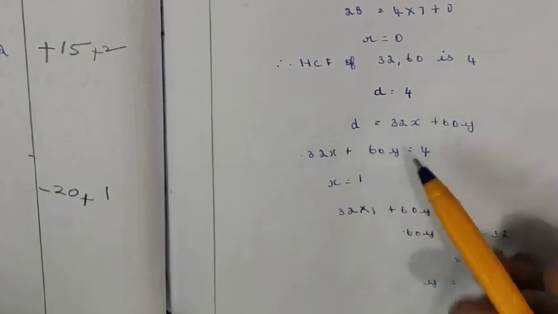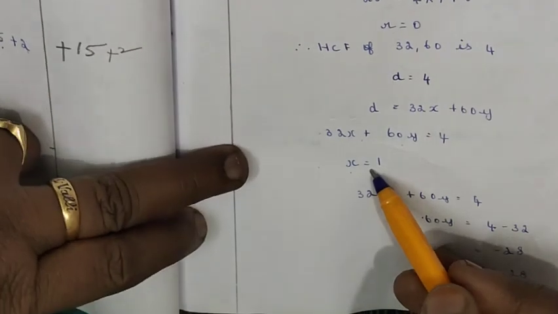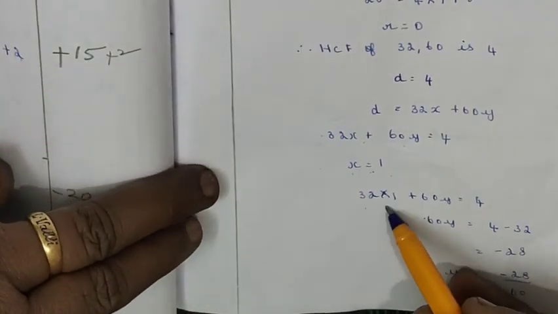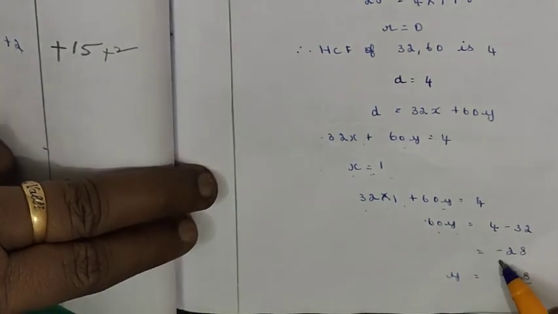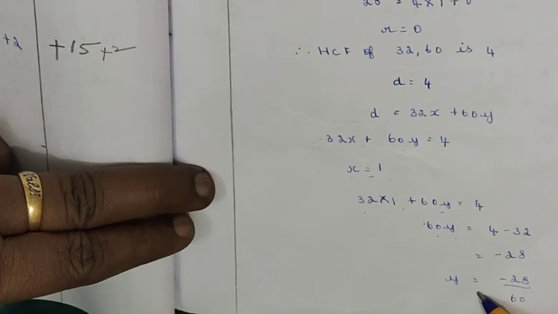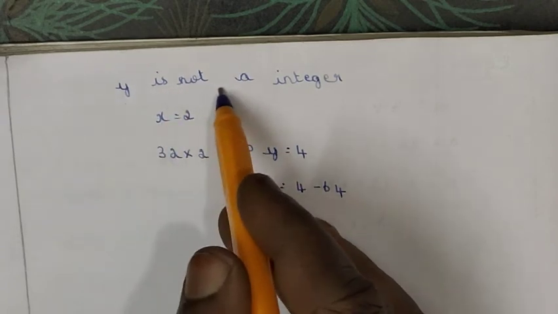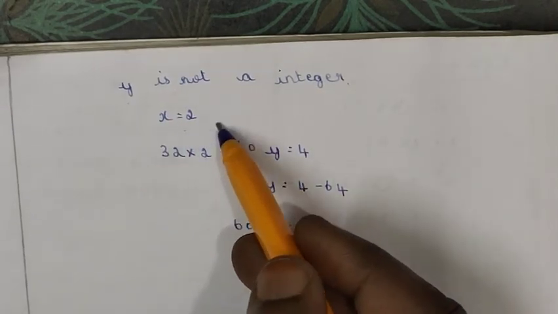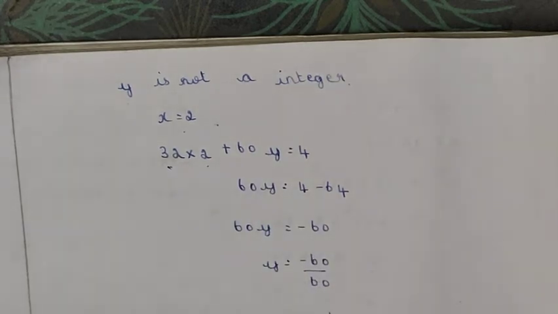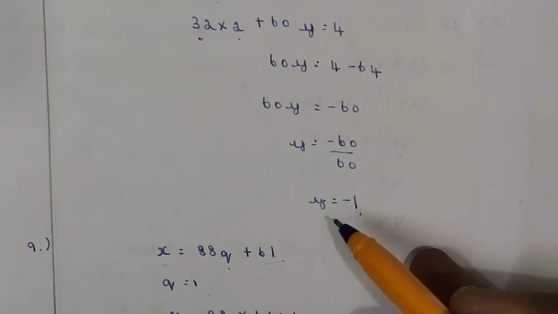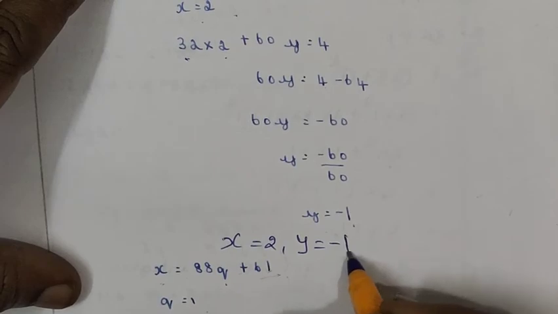Now D equals 4 means 32x plus 60y equals 4. Let us substitute x equals 1. Then 32 into 1 plus 60y equals 4, so 60y equals 4 minus 32, that is minus 28. So the value of y is minus 28 by 60. Here y is not an integer. So we substitute x equals 2, and we get y as minus 1. So the value of x is 2 and y is minus 1.